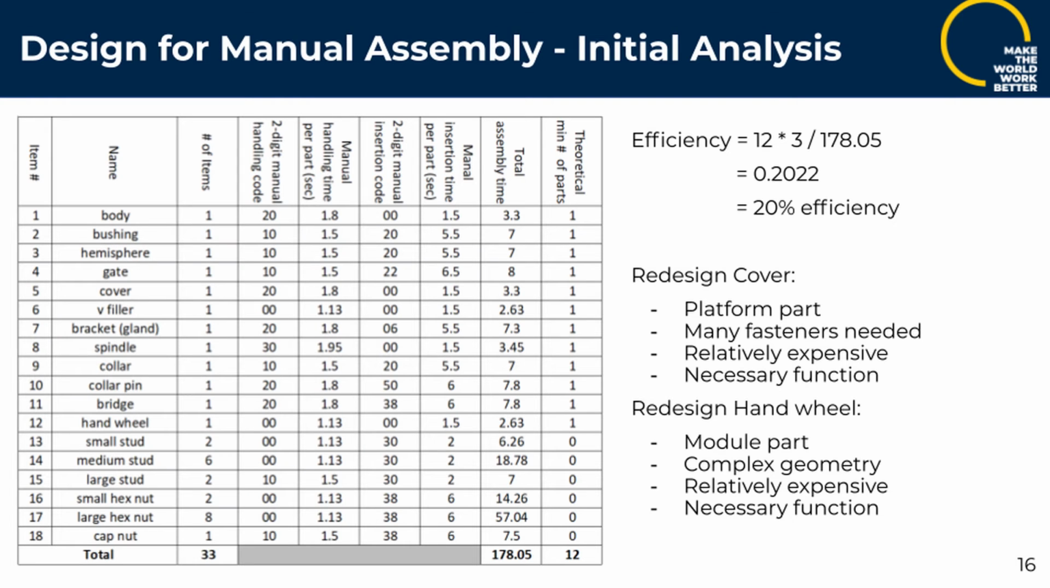Now we'll talk a little bit about designing for manual assembly. Here is our initial analysis. You can see our efficiency is only about 20% efficient. We decided to redesign the cover, which is a platform part, and the hand wheel, which is the module part. The cover has many fasteners and it's relatively expensive, so we thought this would be a good candidate. And the hand wheel has complex geometry and is also relatively expensive.